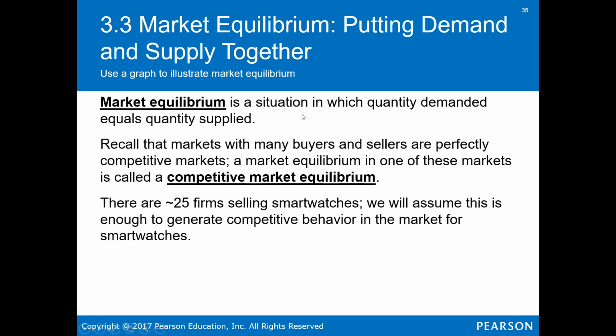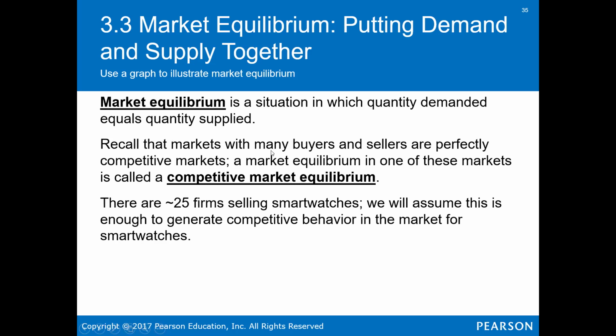So let's cover market equilibrium. The majority of your test was on the last two parts of this chapter, but you just need to understand what market equilibrium is. We will not be shifting the curves for market equilibrium. We will for supply and demand. So market equilibrium is a situation in which quantity demanded equals quantity supplied.